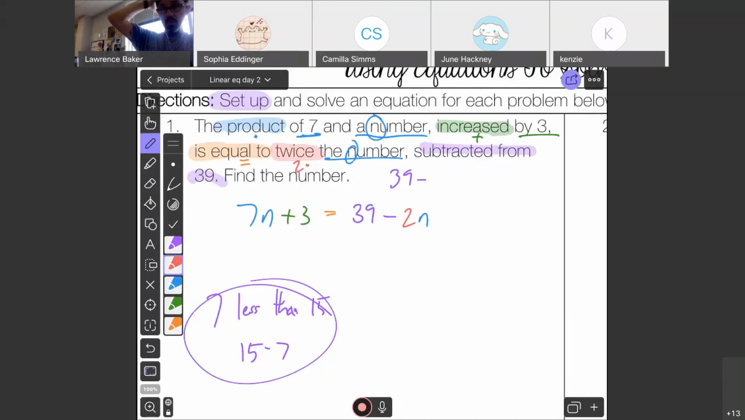So, Kaylin, what should I do next? If I want to finish, if I want to solve this, you would add 2n to 7n and subtract 3 from 39. Okay. So yeah, canceling the 2n's on the right, canceling the 3 on the left. That gives us what, 5n equals 36. Something feels off.